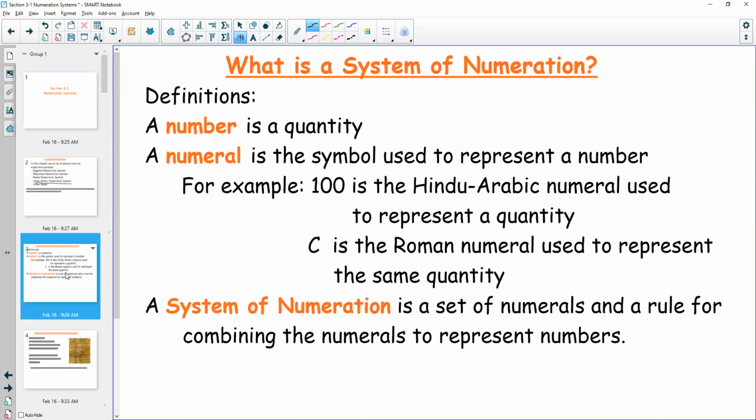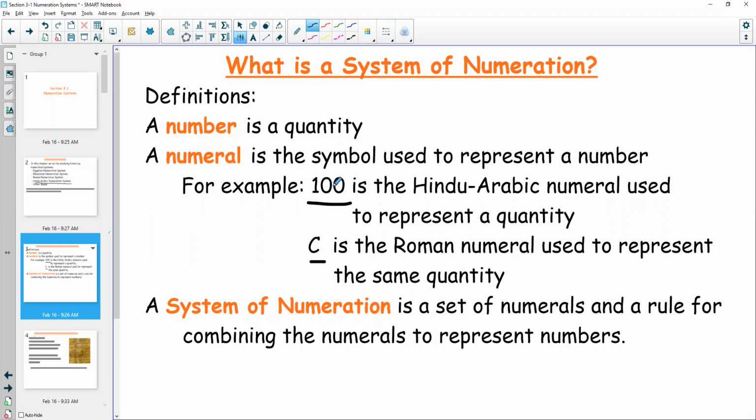Before we do that, though, let's talk about terms. In a system of numeration, a number is a quantity. It's an amount of something. You have a pile of things, it's a number of things in that pile. The numeral is the symbol you use to represent that number. 100, written out here, is the numeral used to represent 100 things. C is the Roman numeral that represents 100 as well.